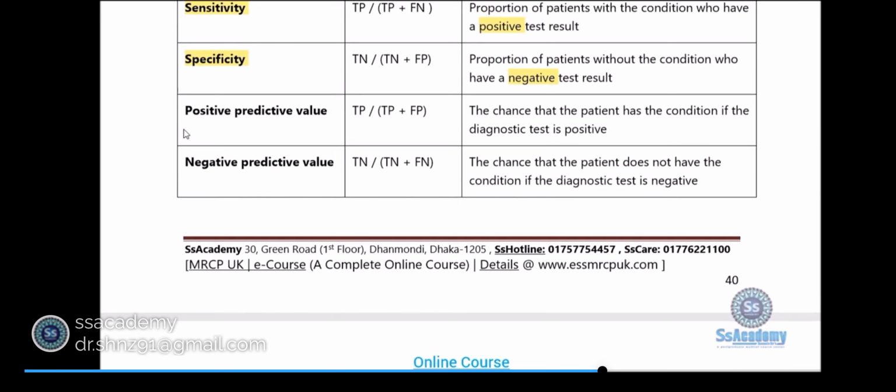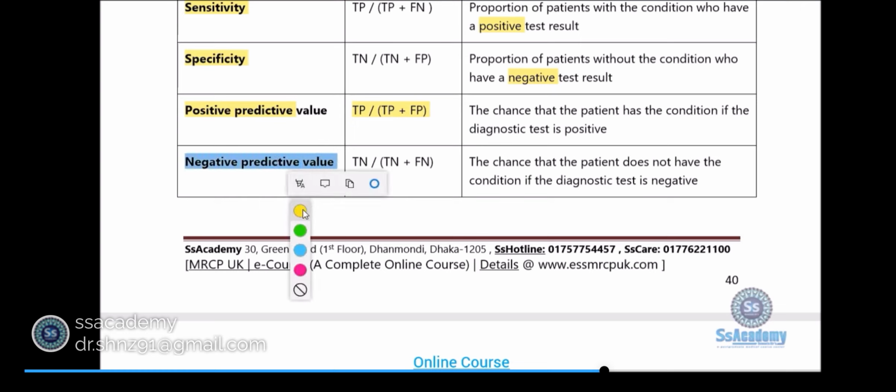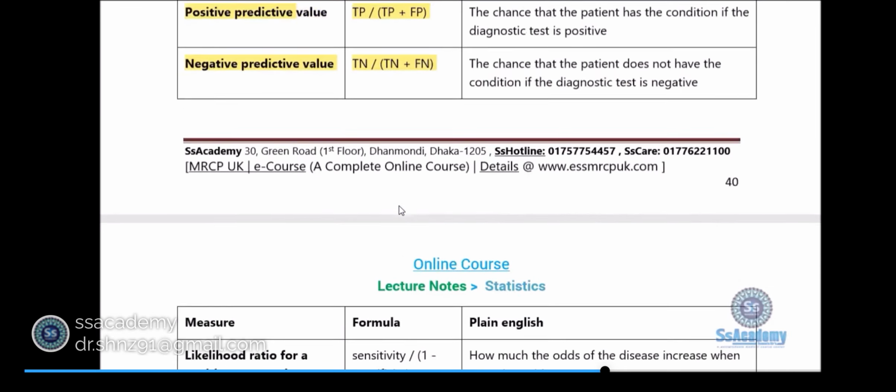Positive predictive value: the word you see, positive predictive value, I'm giving you tips. All are positive, you see. True positive divided by true positive plus false positive. And negative predictive value is all negatives, you see. True negative divided by true negative plus false negative. So now you can get them very well.